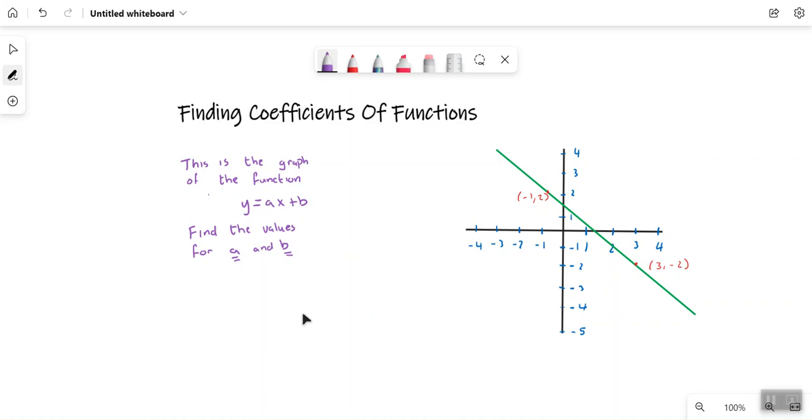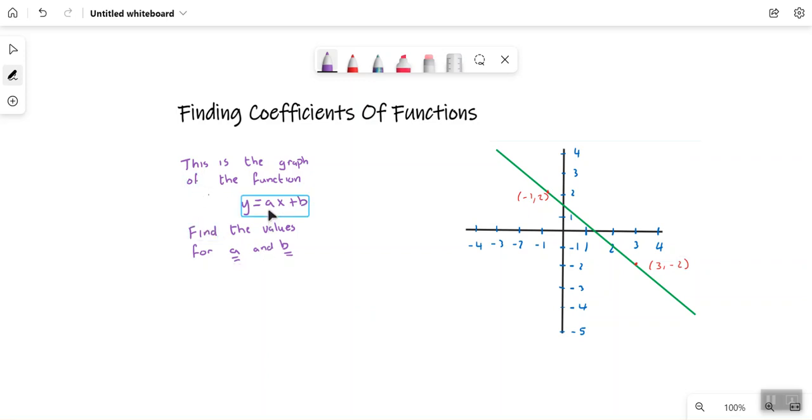Okay, so in this lesson we are going to look at how to find the coefficients of functions. So if we have a look here, we have a line, and normally with these questions they'll give you 2 points. So you have this point here, with the x value of -1 and the y value of 2, and then you have this point here, where x is 3 and y is -2.